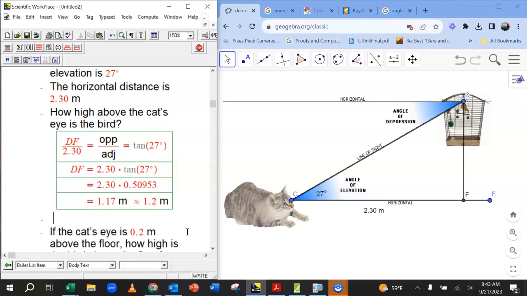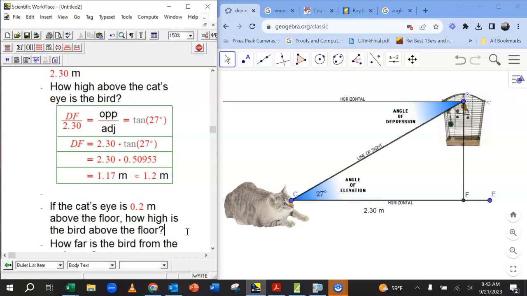Now, very often, we would add to that the fact that, well, if I want to know how high the bird is above the floor, I want to take into account the fact that the cat's eye is not right on the floor. Maybe it's not too high, maybe it's lying on the floor, but the eye is above. And then that's really easy.